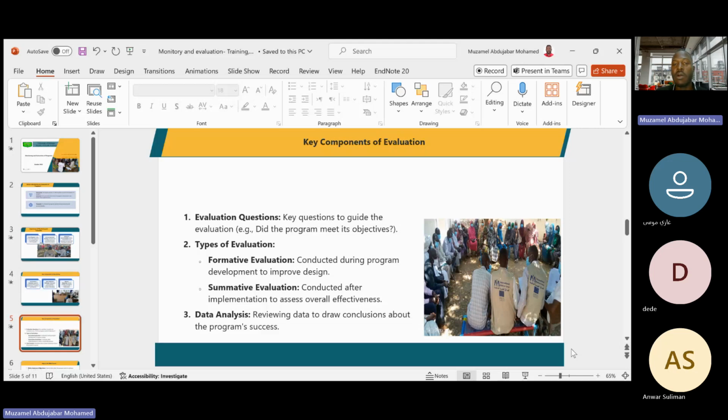The second component of evaluation is the type of evaluation: formative and summative. Formative is during the project. Summative means after finishing the project, we make the evaluation. Also, we are talking about data analysis, very important techniques.